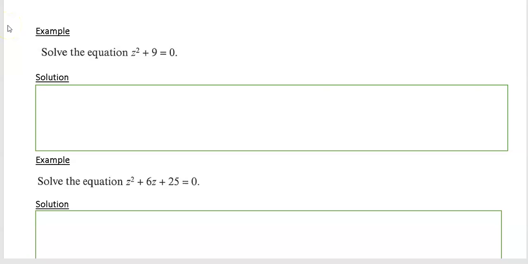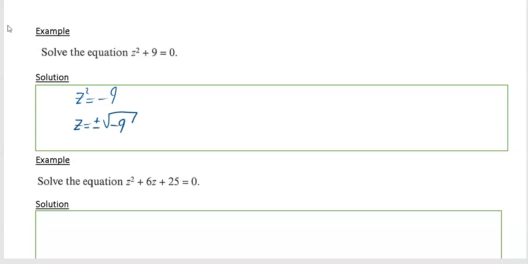Okay, it says here, solve the equation z squared plus 9 is equal to 0. So what we're going to do here is rearrange: z squared is equal to minus 9. Now, if you were in this situation before, you would have said there's no solutions to this because you can't have the square root of a negative number, and you're absolutely right. There's no real solution of a negative number, but we're going to persist with the idea that there is.